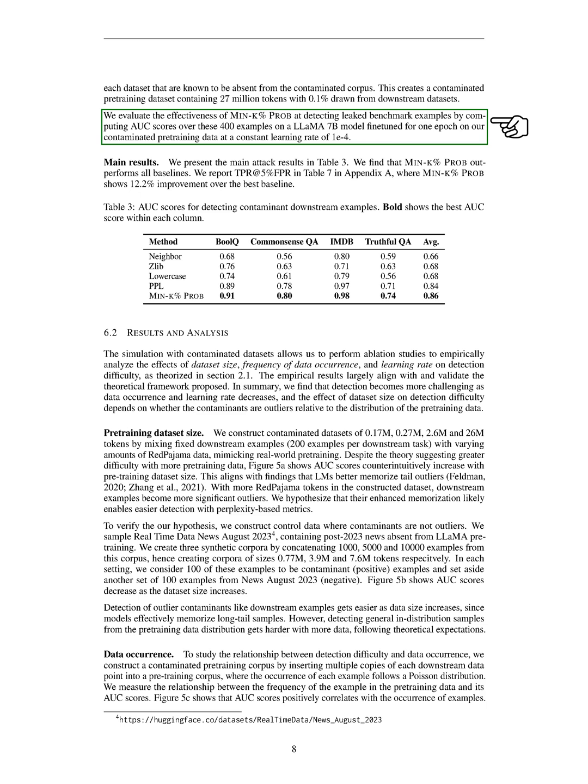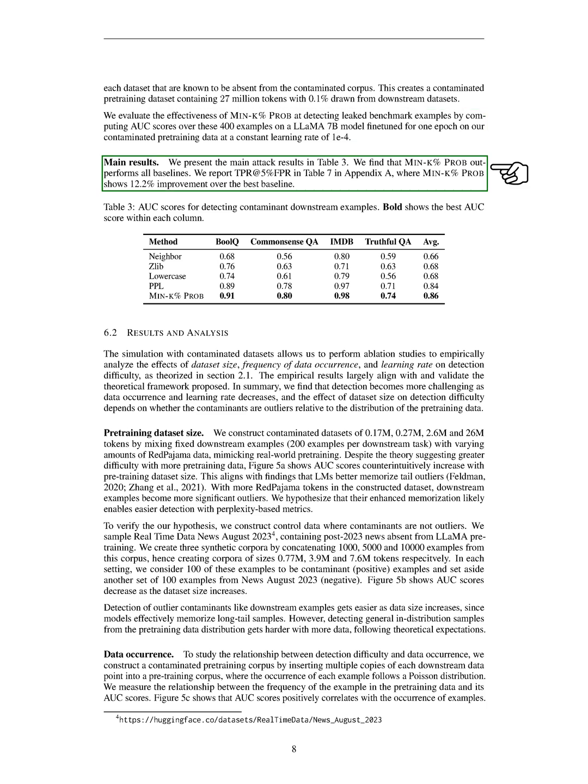Section: Main Results. Let's delve into the main findings of our study. We discovered that the method we call min-K% PROB outperforms all other methods we tested. When we looked at the true positive rate at a 5% false positive rate, we found that min-K% PROB showed a 12.2% improvement over the best-performing method we compared it to.